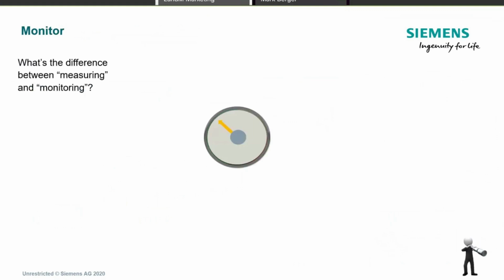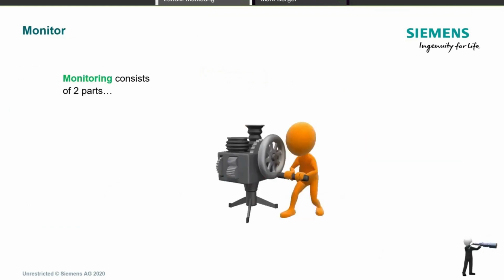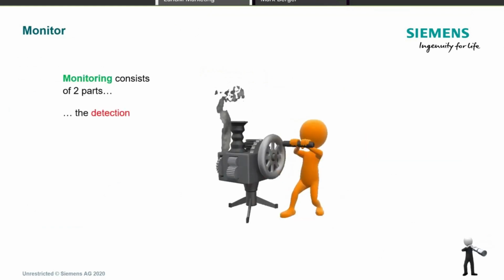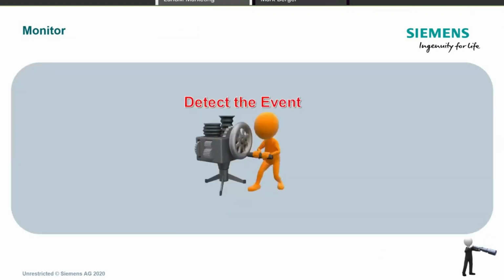So now let's talk about monitoring. What's the difference between measuring and monitoring? Local measuring only provides raw data values in the remote, meaning the current or the voltage. But monitoring also provides an analysis of those raw values of measuring. So for instance, we could monitor and detect with the CTs, but then how will we respond to those things, to the detected event?